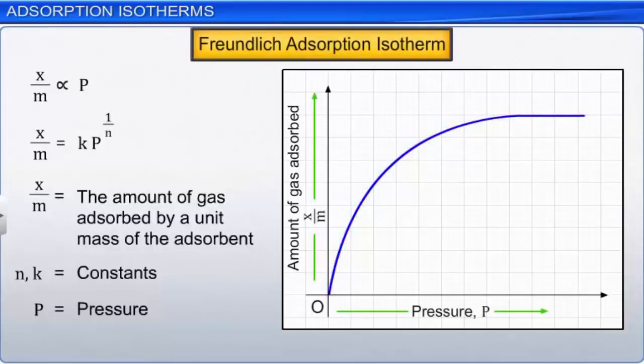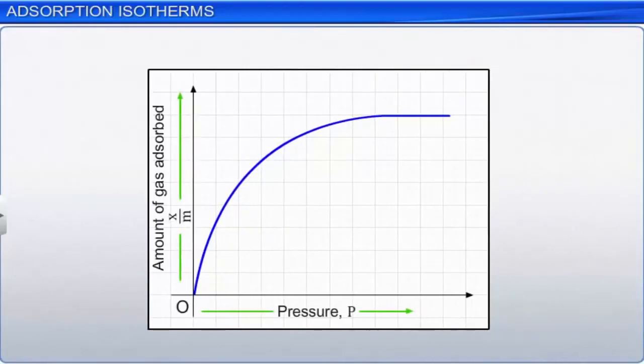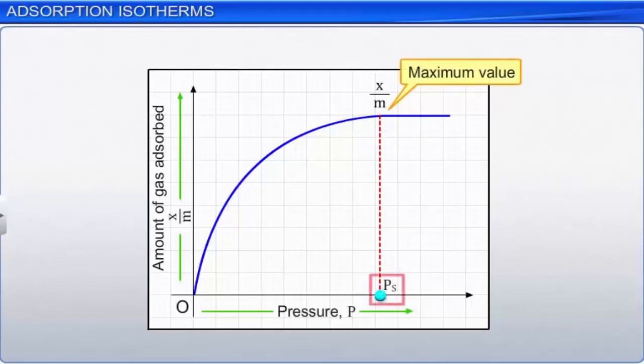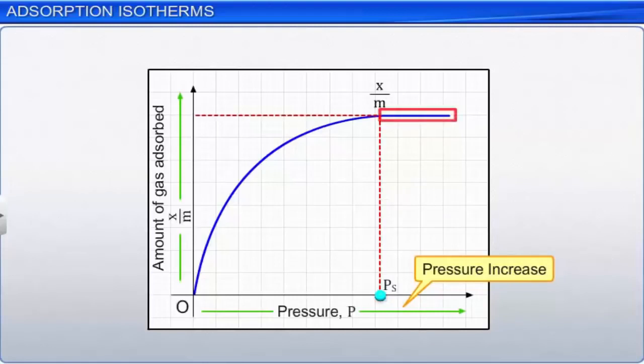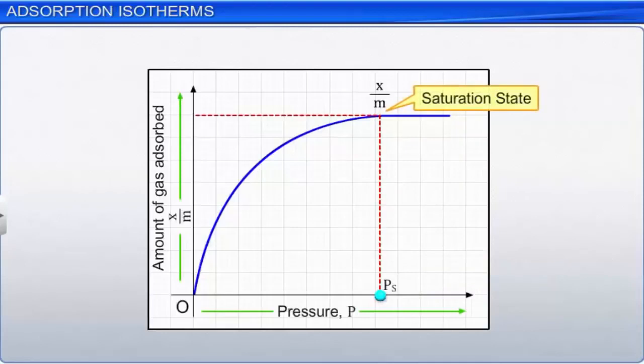In this adsorption isotherm, x/m reaches its maximum value at point PS. In other words, the extent of adsorption is the highest at this point. It can be seen from the curve that even if the pressure is increased beyond PS, the extent of adsorption remains the same. This is called the saturation state, and PS is called the saturation pressure. The saturation state is observed when the adsorbate forms a uniform molecular layer on the surface of the adsorbent.